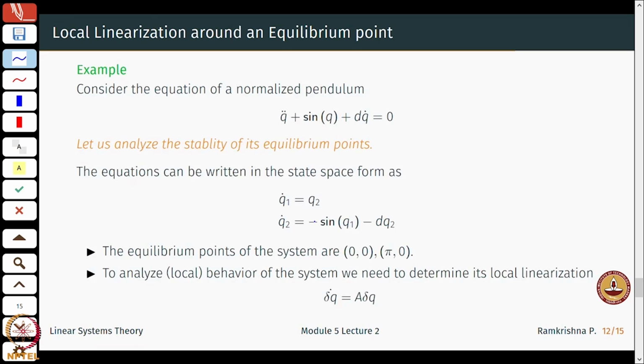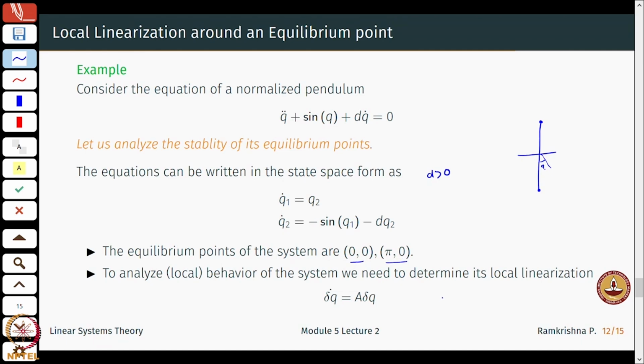It's interesting to see a little example here. First, I just look at the equations of a normalized pendulum, and let us see what the linearization tells us here. First I write this in the state space form. q1 dot is q2, q2 dot is minus sin q1 minus d times q2, where d is a damping coefficient greater than 0. The equilibrium points of interest are (0, 0), the downward position of the pendulum, and (pi, 0), the upward position. Any other would just be a multiple of these values, 0 and pi. For example, 2 pi is also an equilibrium point, 3 pi is also an equilibrium point, and so on. These are the 2 equilibrium points of practical interest.